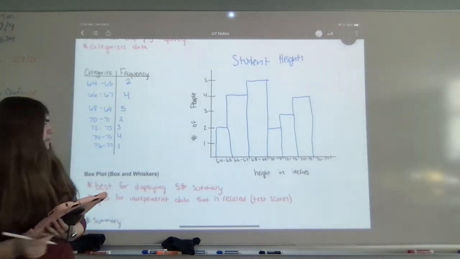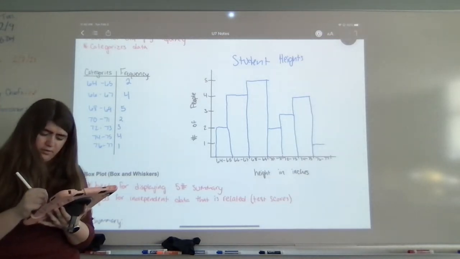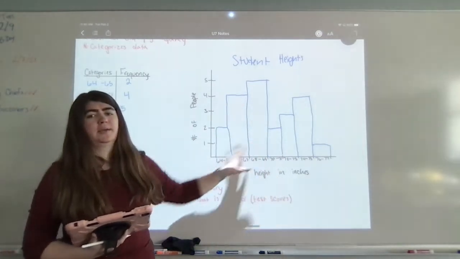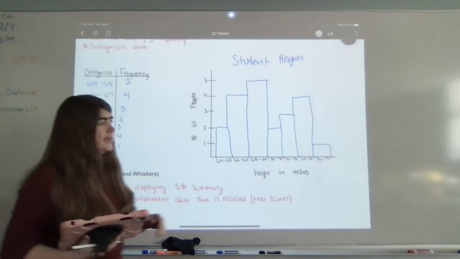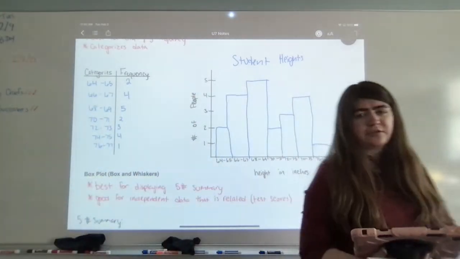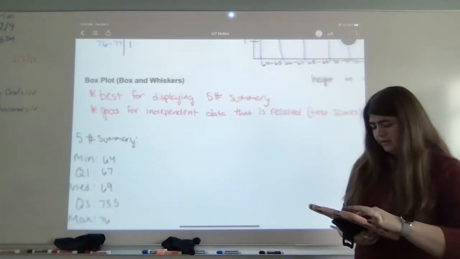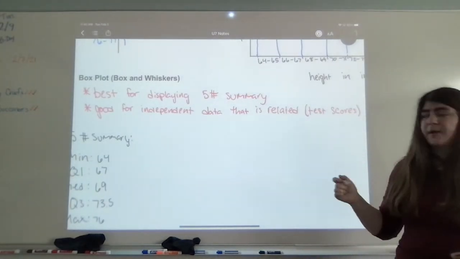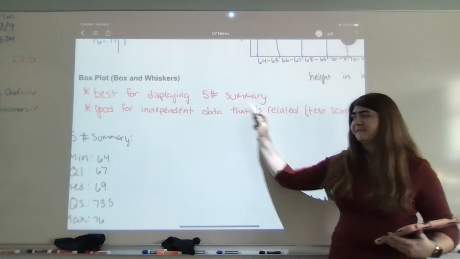And 76 to 77 is 1, so I start at about 1, draw over, and there is my histogram altogether. So next we have the box and whisker plot, and here box and whisker plots, or a box plot, is best for displaying your 5-number summary.